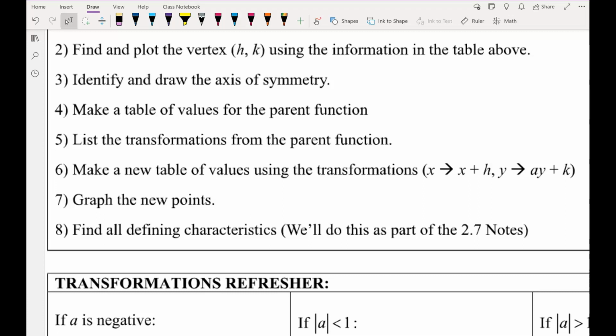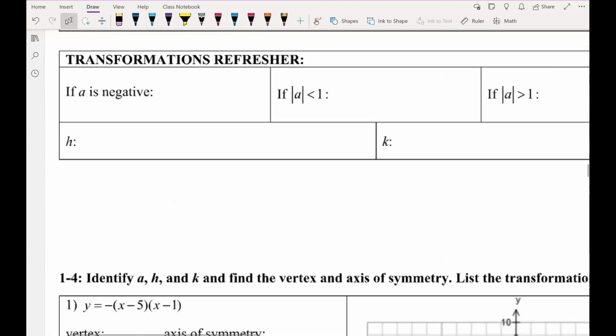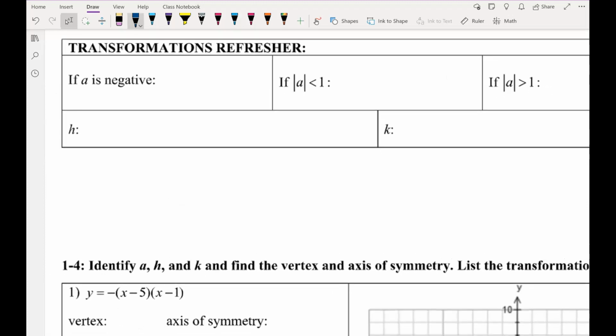Keely, 7. And then 8, Brad? Find all defining characteristics. Okay, we won't do that until 2-7. Perfect. Transformation refresher. Let's spell out the vocabulary. If a is negative, how should we state this on the quiz and the test?